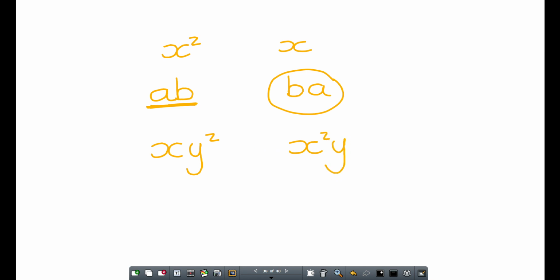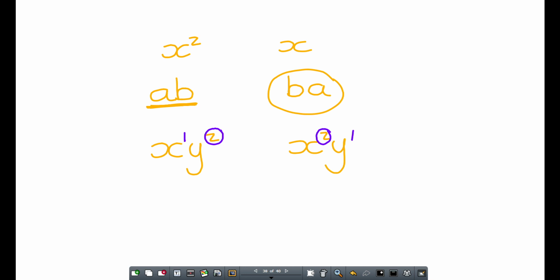Are they like terms? Have a look. X to the power of 1. And have a look here. X to the power of 2. So already not the same. Over here I've got y to the power of 2. And over there I've got y to the power of 1. So they are not like terms. Okay. So don't get caught out with that.